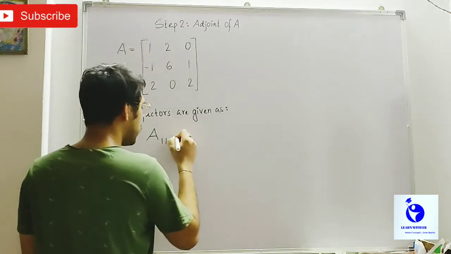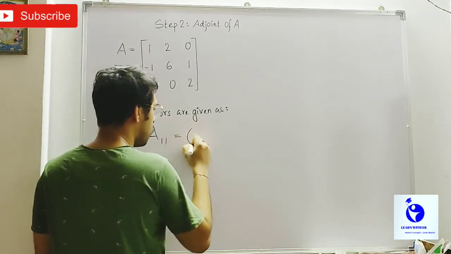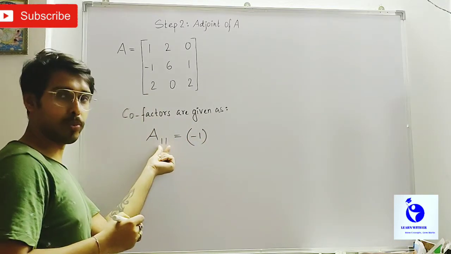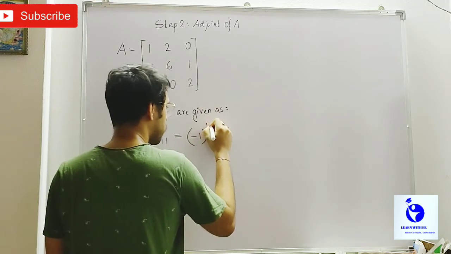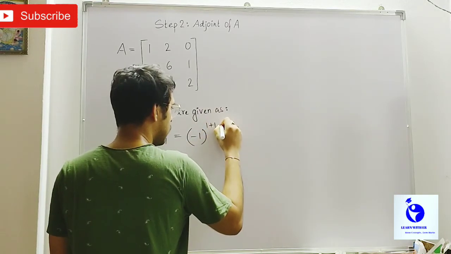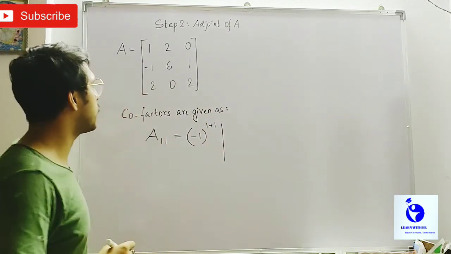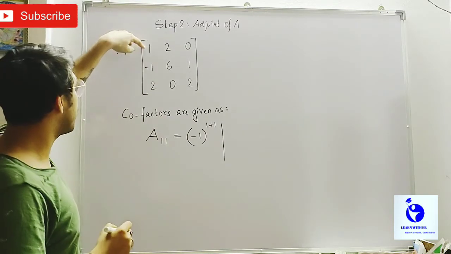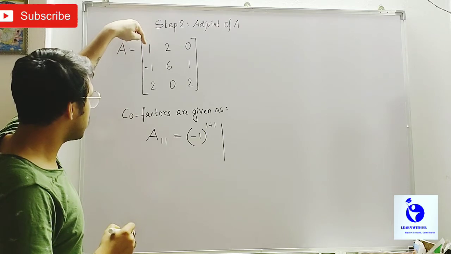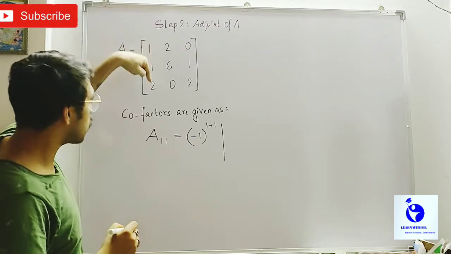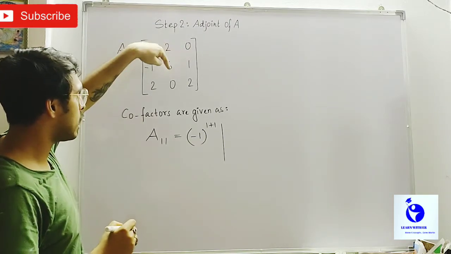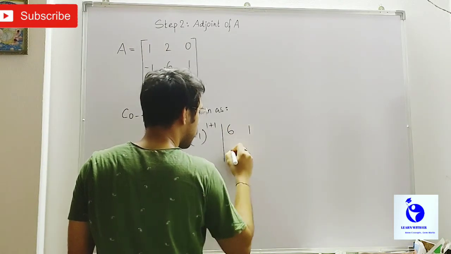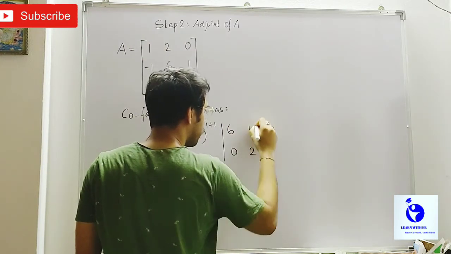So in order to do that, the formula is minus 1 to the power of the sum of these two, that is 1 plus 1, and along with that the determinant of the minor of this element. That means you have to cancel this one, you have to cancel this one, whatever is left, that is 6, 1, 0 and 2.